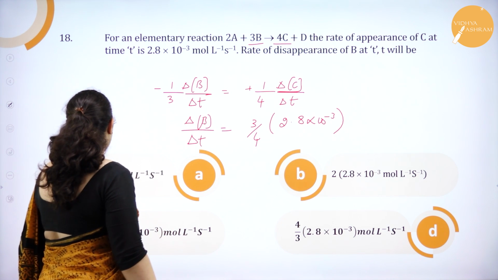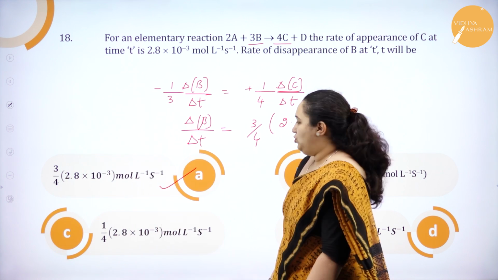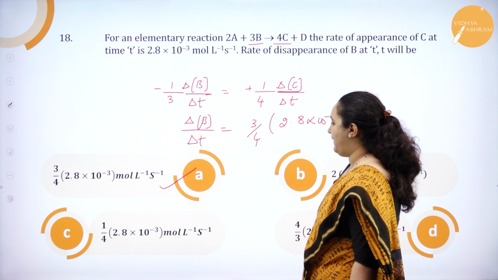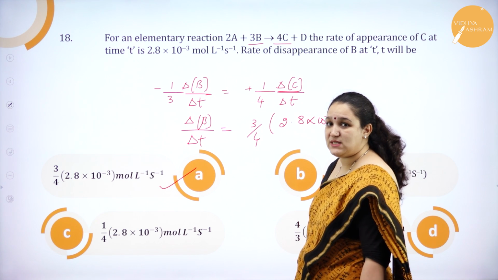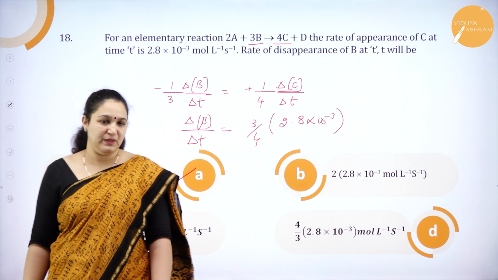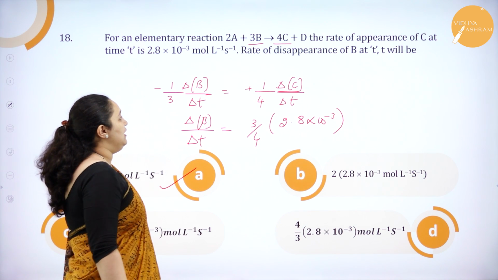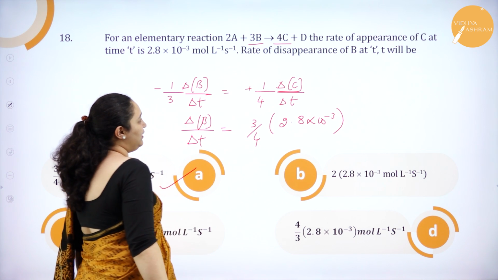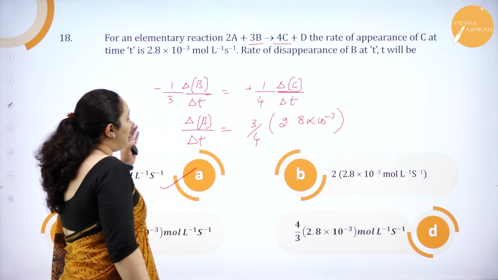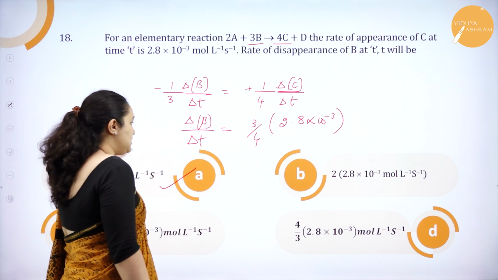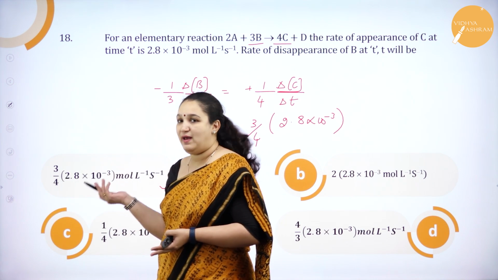So which is the correct answer? 3 by 4 into 2.8 into 10 power minus 3 mole per liter per second. Okay, I hope you have understood. This is just very simple. You actually don't have to solve this. This is 3 and this is 4. Both are in the denominator, but when you move 3 to the other side, it should be 3 by 4. So you can just directly tick it as 3 by 4.